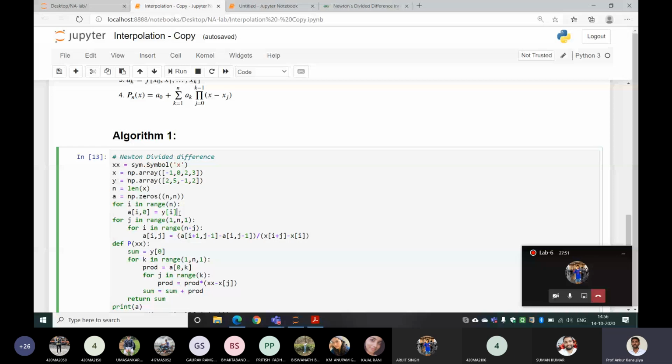Is it clear to everyone what this means? So the first column I replace. That's why this i means each row I am replacing by yi. So yi becomes here a i comma 0. If i equals 0, then the 0 0 entry of the matrix will become y0. If i equals 1, then the 1 0 entry of the matrix becomes y1. Then the 2 0 entry of the matrix will become y2, and so on. Is it clear? Yes, sir. So up to this, the first column of that matrix is created.